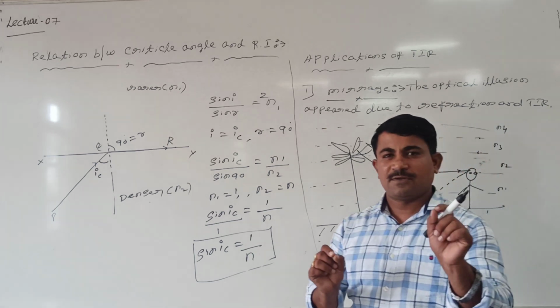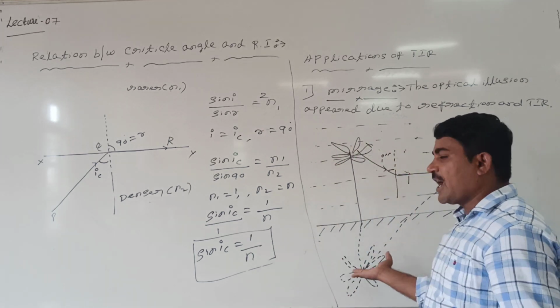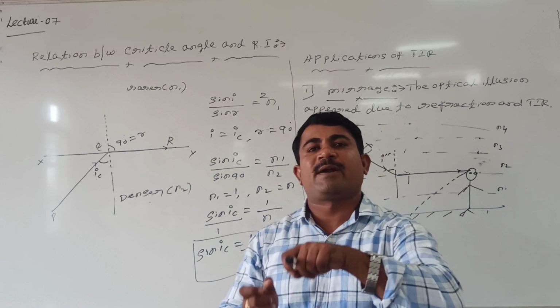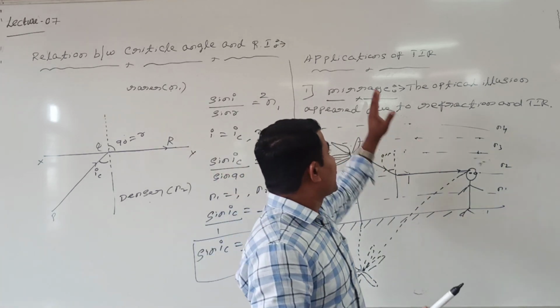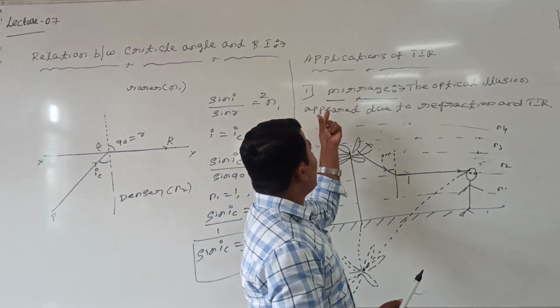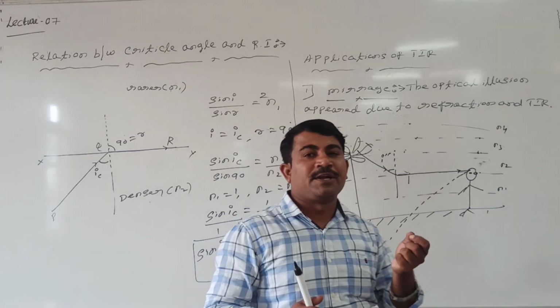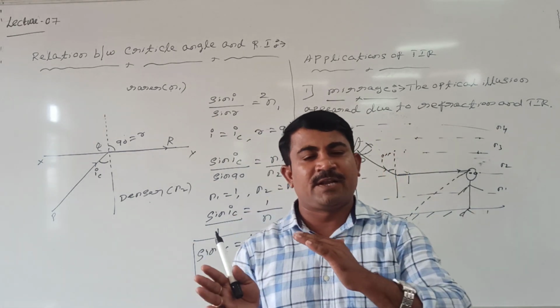What is a mirage? An inverted image can appear during hot summer days. That optical illusion we call a mirage. Simply, the optical illusion appears due to total internal reflection of light. This we call a mirage.